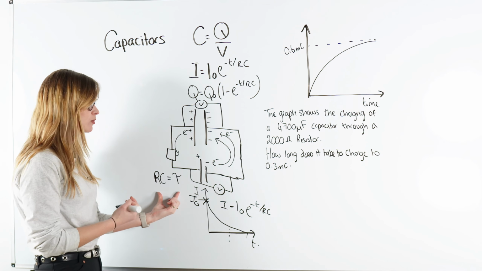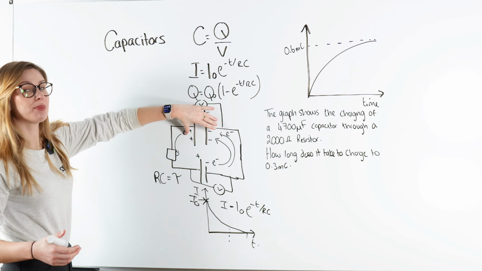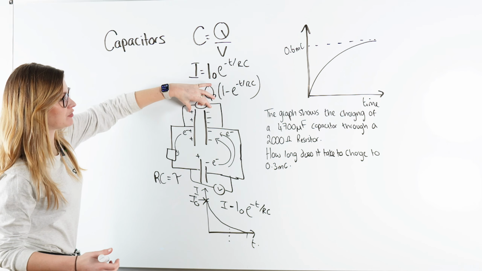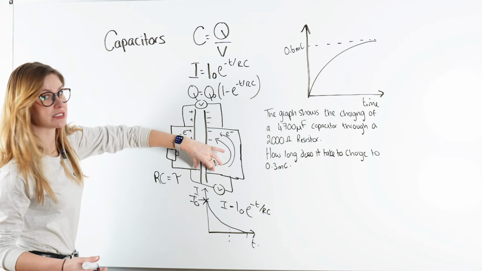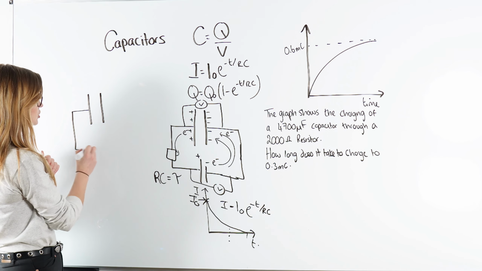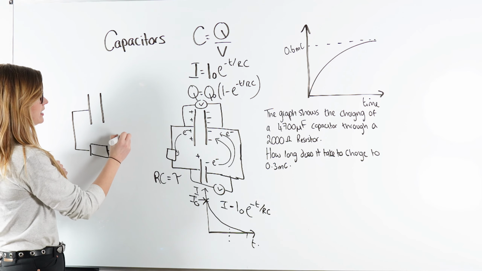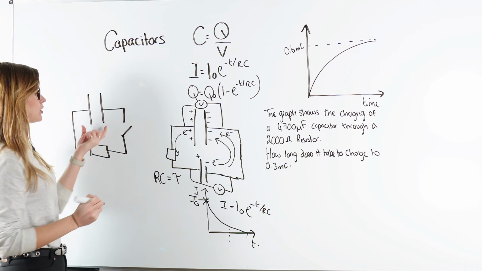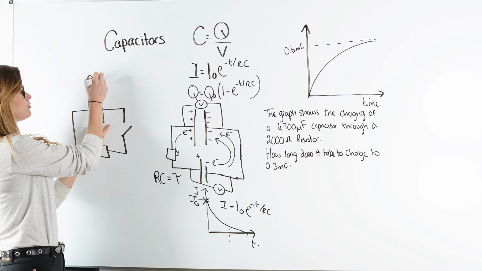Now if we go to discharging. We've charged our capacitor up, and it has the same potential difference across its plates as it does across the cell. Now I take my capacitor and connect it to a resistor, and there is my switch. What I want to do is discharge, so this side is going to be discharging.